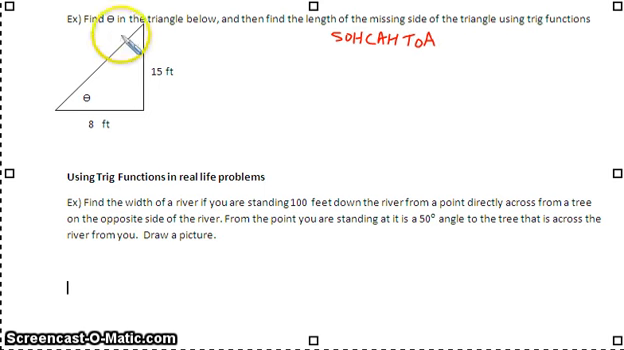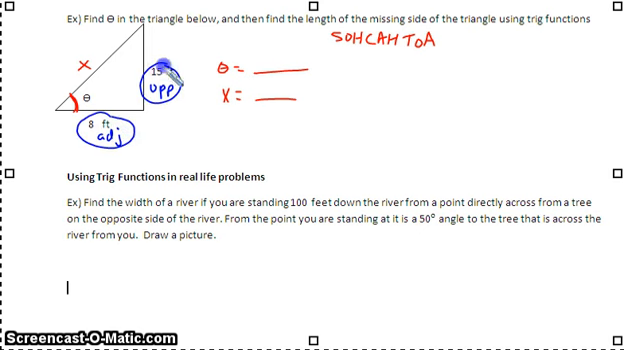So in this problem it says to find theta, so I want to figure out what the angle is. And then I also want to find the length of the missing side of the triangle. So I need to know this side of the triangle, which I'll label x. If I'm going to find theta, my thought process is this. From this angle, that's the opposite side, this is the adjacent side. With the fact that I have the opposite and adjacent, I can use the tangent formula.